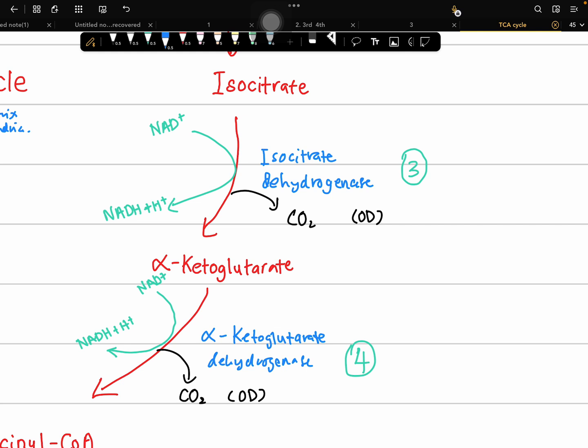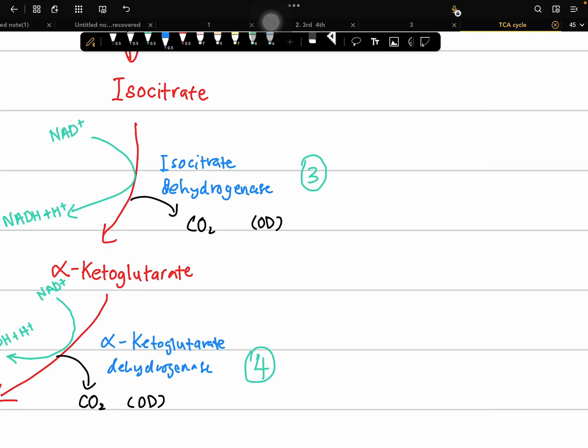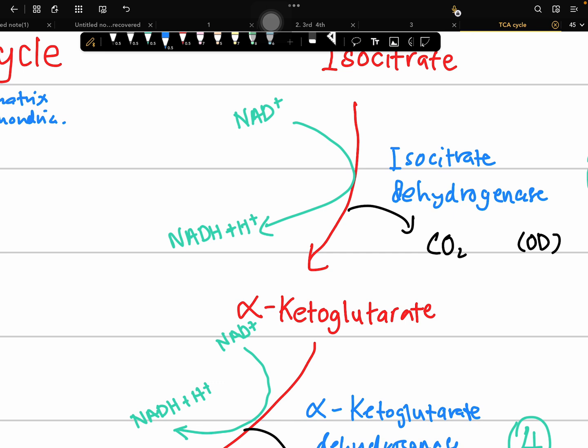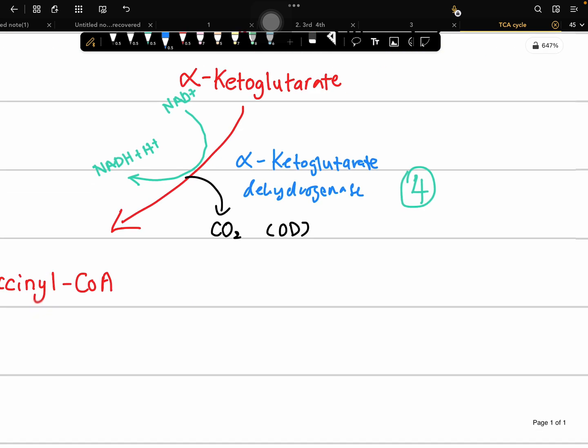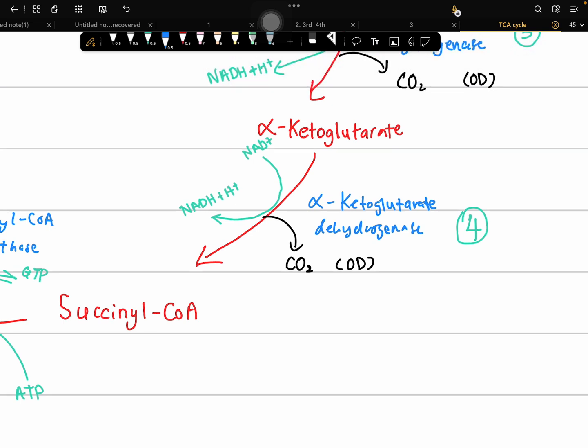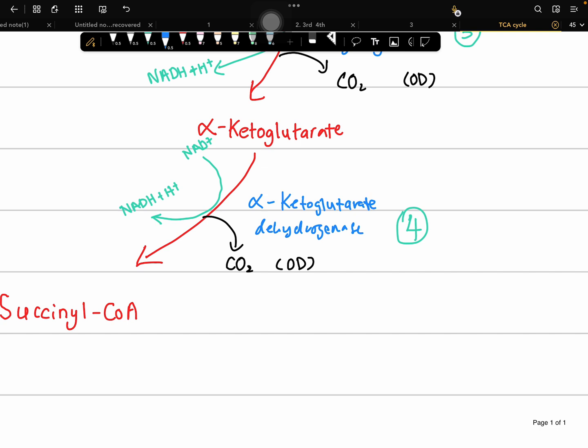The third step is known as oxidative decarboxylation, whereby carbon dioxide is produced from the splitting of the molecule, and at the same time the oxidizing agent NAD plus is reduced into NADH. So NADH is produced in the third step. The same goes for the fourth step. The alpha ketoglutarate is converted into succinyl-CoA with the enzyme alpha ketoglutarate dehydrogenase. And then the same thing, NAD plus becomes NADH. Step 4 is also oxidative decarboxylation, because it also produces carbon dioxide as a byproduct.